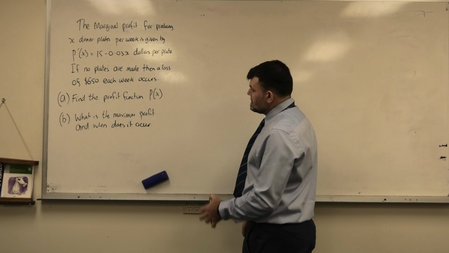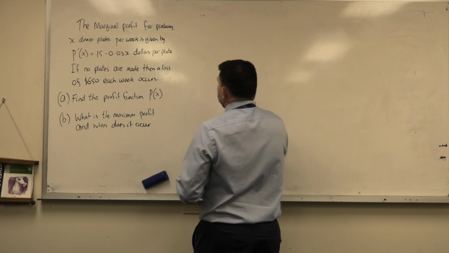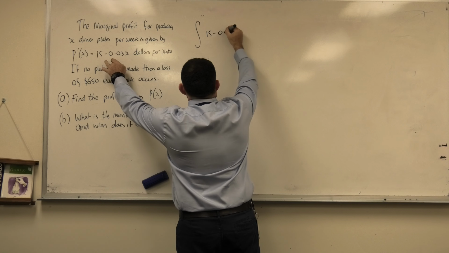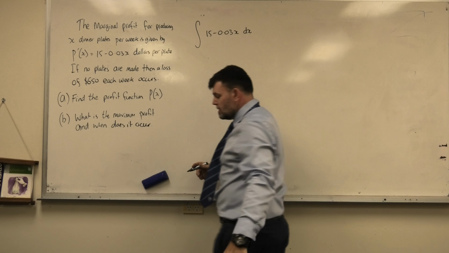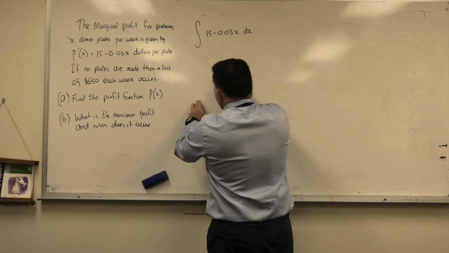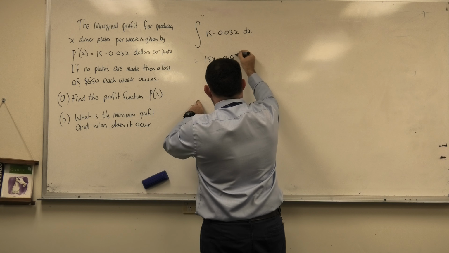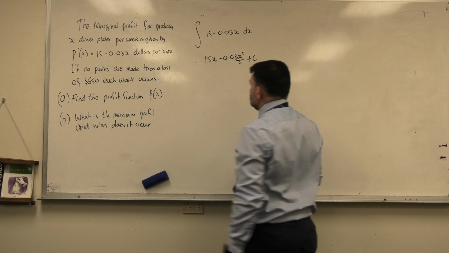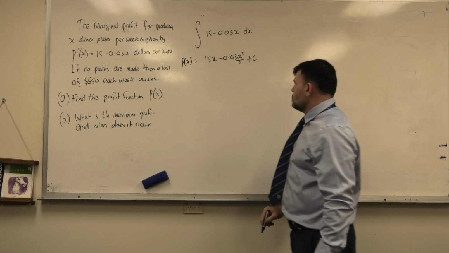Alrighty, so the first thing we want to do here is find the profit function. So we need to work out what is the integral of 15 minus 0.03x. So when we integrate it, we get 15x minus 0.03x squared over 2 plus c. So this is what P of x is equal to.